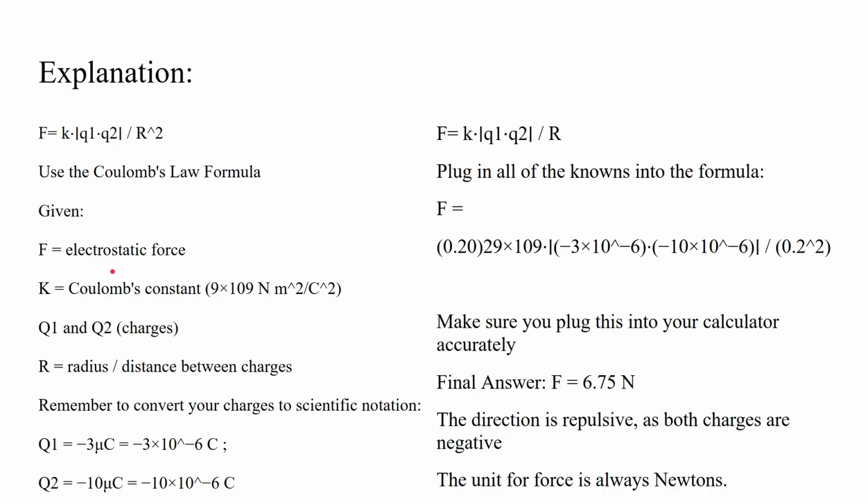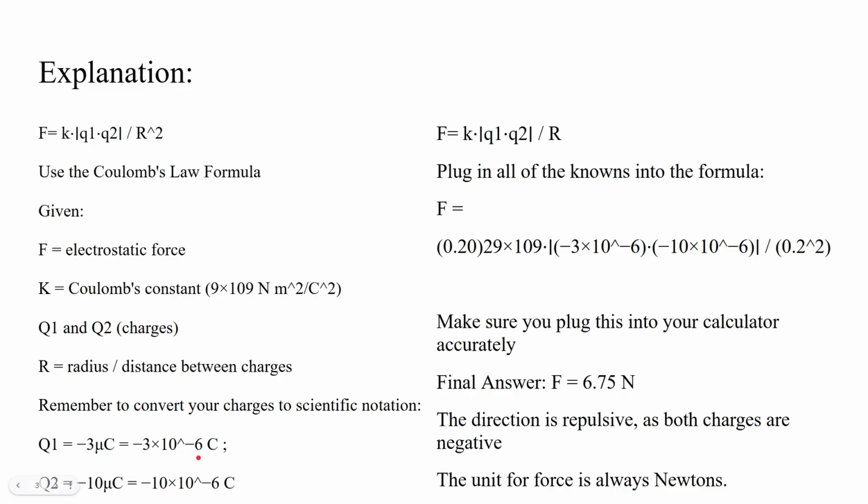F is the electrostatic force, K is Coulomb's constant. This value should be on the formula sheet. If not, memorizing it won't do any harm. Q1 and Q2 are the charges, and R is the radius, or the distance between the charges. Remember how to convert your microcoulombs to coulombs using scientific notation. It will be beneficial to you when you are plugging into your calculator.